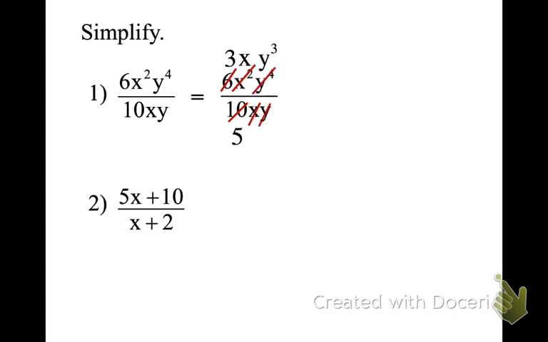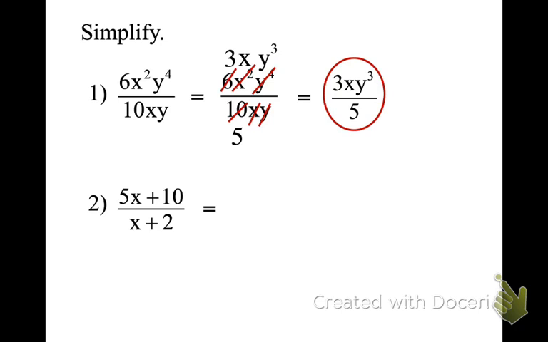Now, the only way you can cross-cancel a binomial is if it looks exactly the same. You cannot, repeat after me, you may not take a piece of a binomial. So the first thing we're going to need to do is factor. We factor our numerator, we factor our denominator, and then we see what we have.